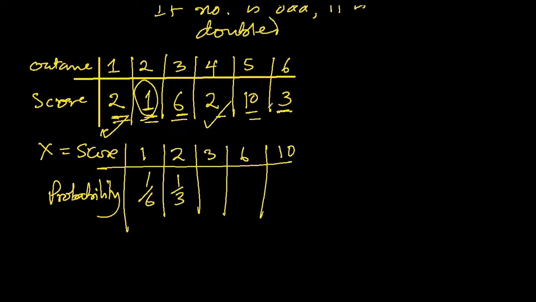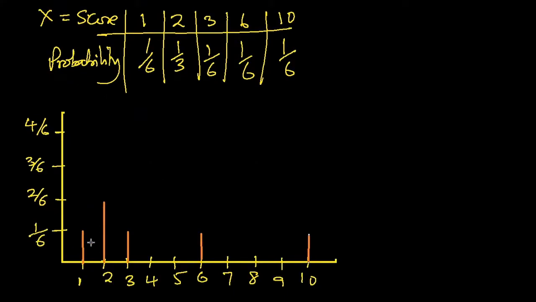Getting a 3 is 1/6 again. Getting a 6 is 1/6 again, and getting a 10 is 1/6. This is the probability distribution table. And now let's make a probability distribution graph for this. And here is the probability distribution graph.